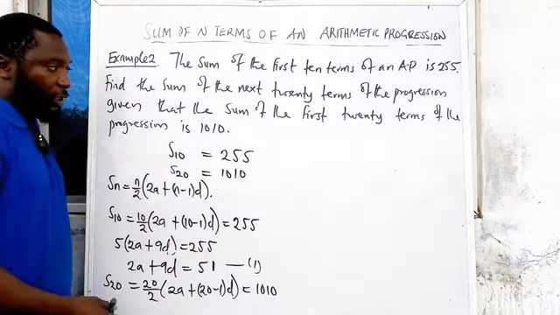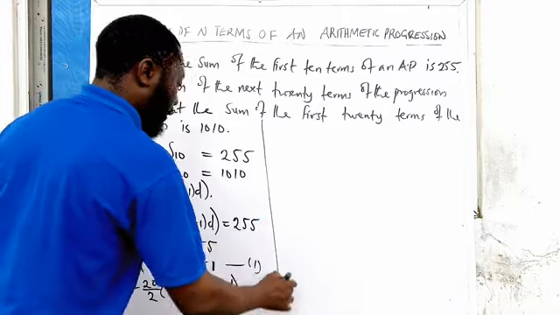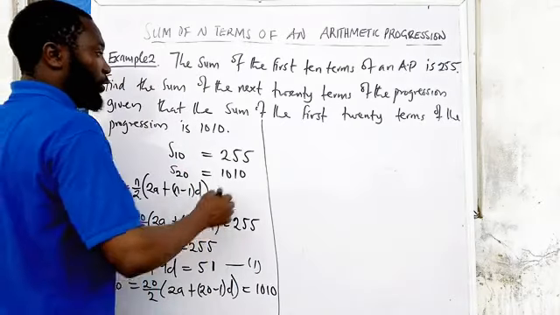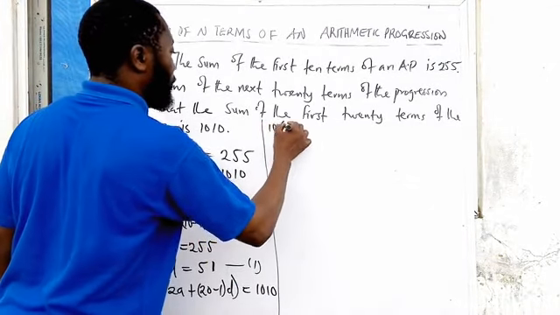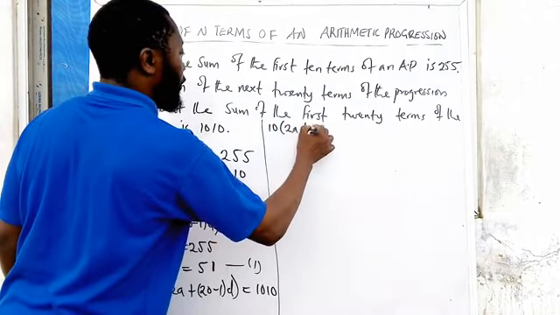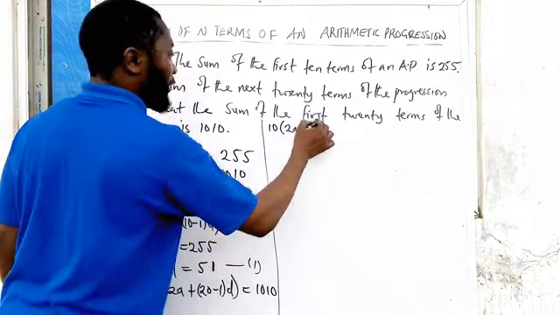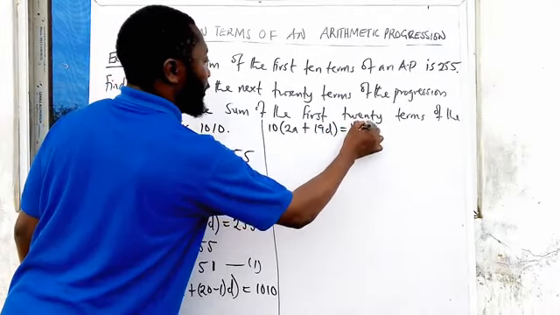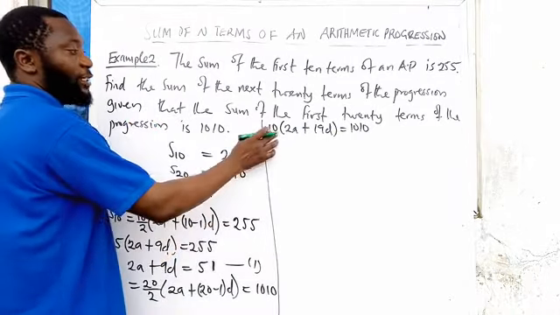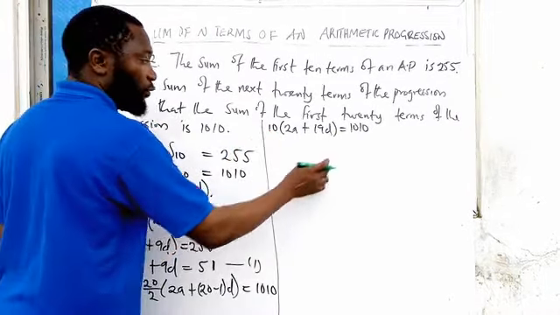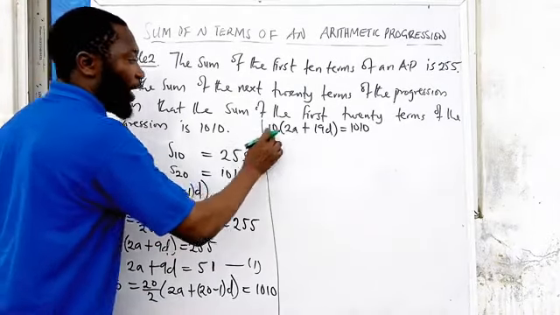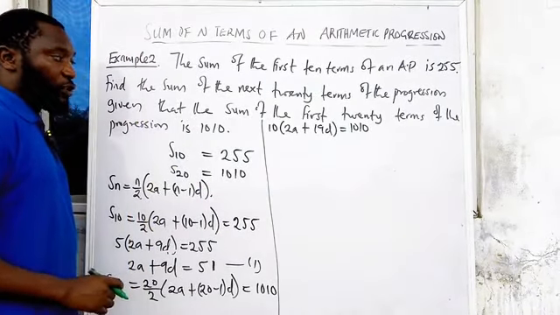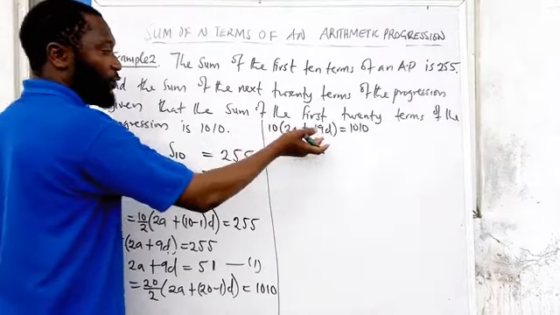Now, divide this again. We have 2 in 20, that is 10. Open bracket, 2a plus 20 minus 1, that is 19d, close bracket equals 1010. Here also 10 is outside here. To reduce this into simple form again, we can just divide both sides of this equation by 10 so that we have it in simple form.